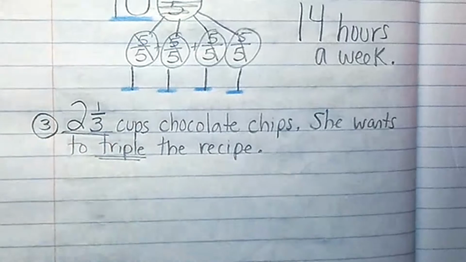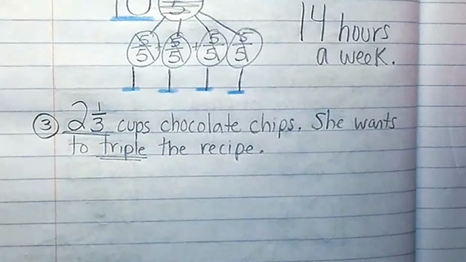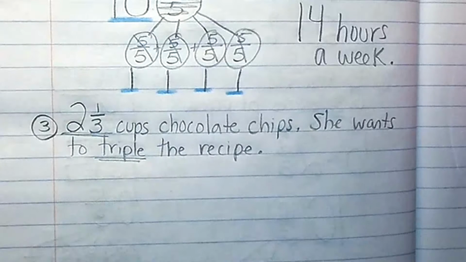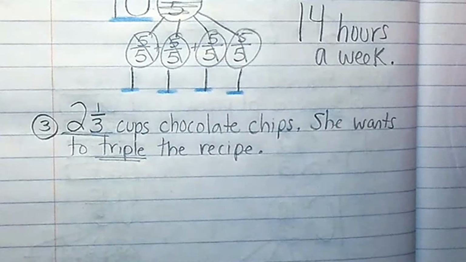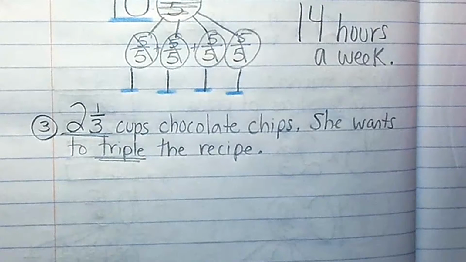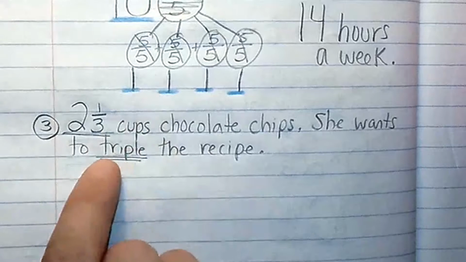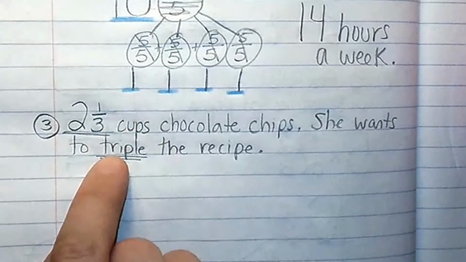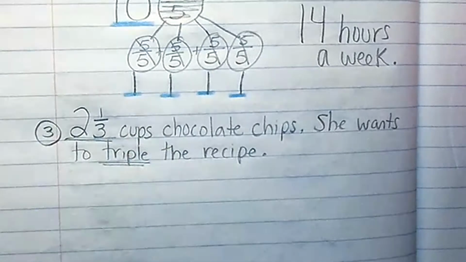All right, triple the recipe. I could see some people saying, Miss Kirsten, I can't do this one. There's only one number. Only 2 1/3. There's nothing to do to it. It's true, they tried to trick you. Sometimes they use the word double, and if you hear double, you need to do times 2. But if you hear the word triple, see the prefix try? Try means 3. I need to do times 3.